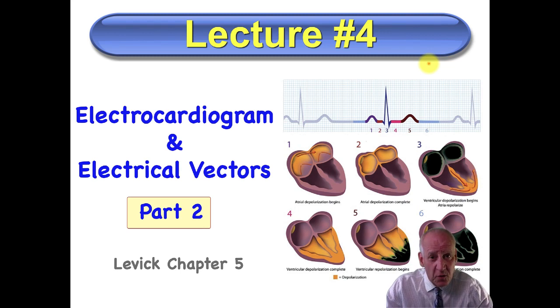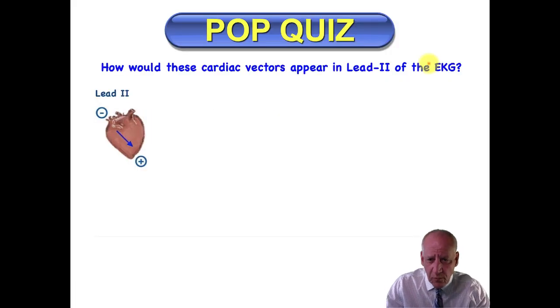Welcome back to part 2 of lecture 4. In part 2 of this 3-part video set, we're going to learn about the 12 leads of the standard clinical EKG, and we're going to explore why so many different leads are necessary. But before we do that, let's review how a cardiac vector would appear in different leads.